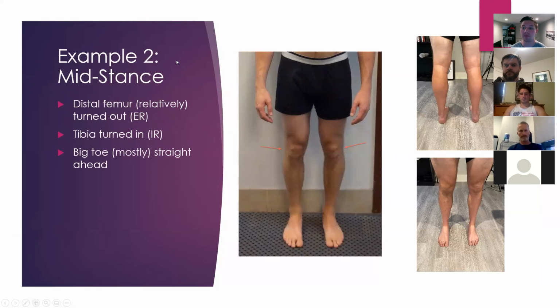If someone's biased towards mid stance, you're going to see the distal femur relatively in ER and the tibia turned into IR. Both are biased towards IR, but the distal femur is relatively in ER. The big toe is going to be mostly straight ahead, and they're going to have pretty pronated feet. You're not going to see anything too crazy in terms of what their foot is doing because it's just pretty straightforward.